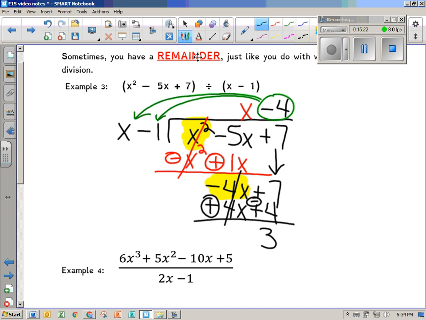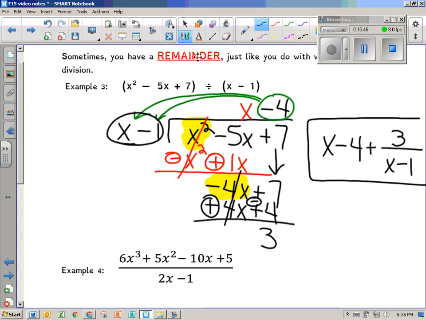Well, I do the exact same thing with the remainder that we did before when we were dividing whole numbers. It's going to be x minus 4. And typically we just had a mixed number, but now we're going to have to put a plus and put your remainder over your divisor, which was x minus 1. So it's a really ugly looking quotient, but algebra does look a little ugly with a bunch of letters mixed with the numbers. So your quotient is x minus 4 plus the fraction 3 divided by x minus 1.